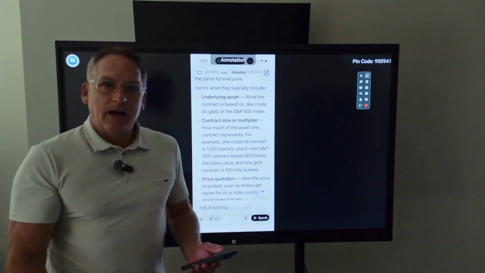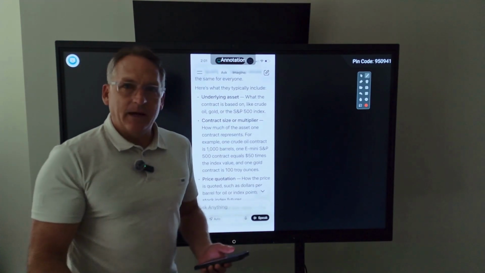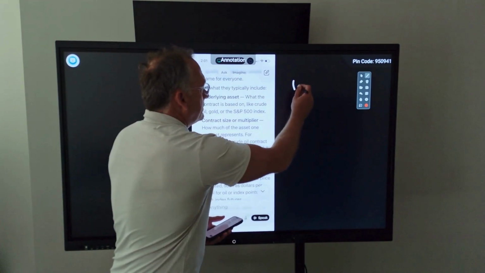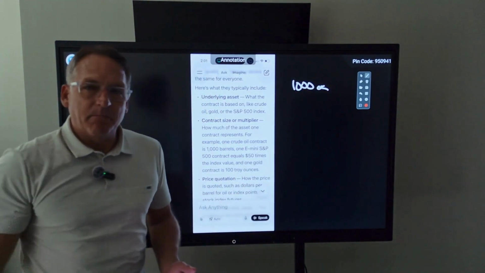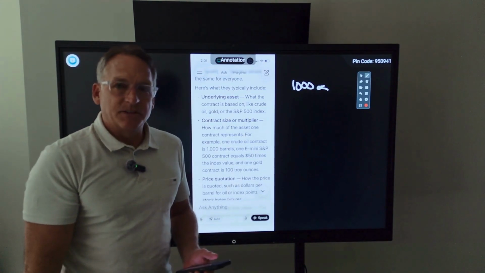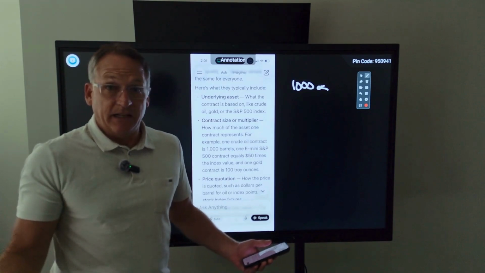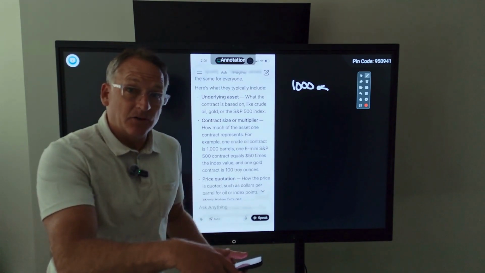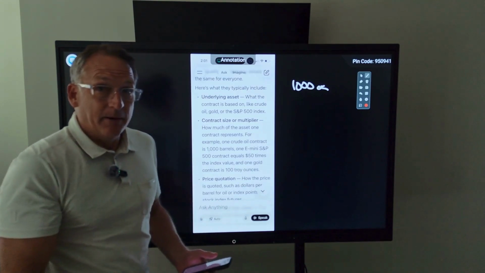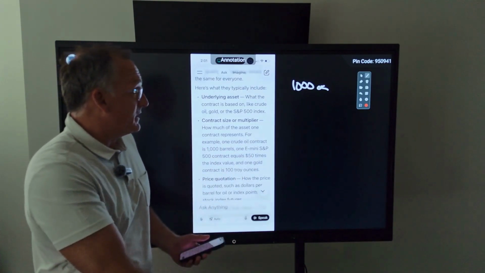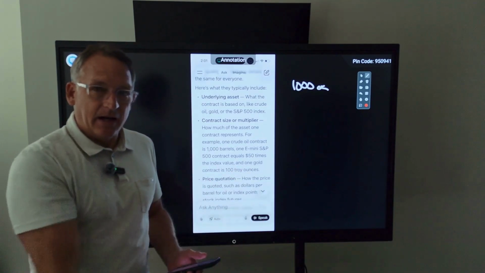So if I do micro silver, for instance, okay, and I do the micro, which is 1,000 ounces, every person that buys the micro silver is going to be basically buying or selling 1,000 ounces of silver. There's no negotiating on that. That's what it is. There's even a 100-ounce contract and there's a 5,000-ounce contract. So you have your choice, okay? But it's standardized. So anybody that buys and sells the micro silver, it's 1,000 ounces for everybody in the game.